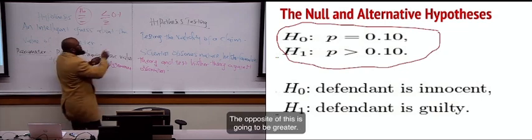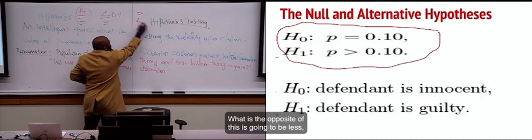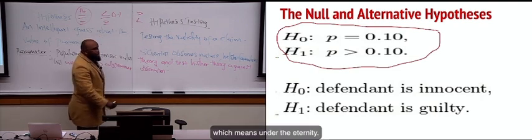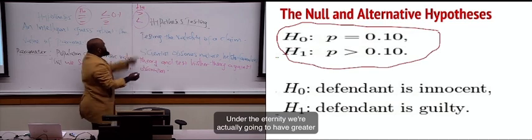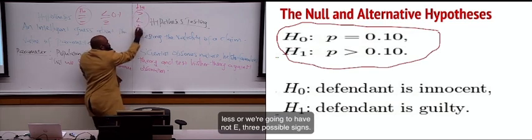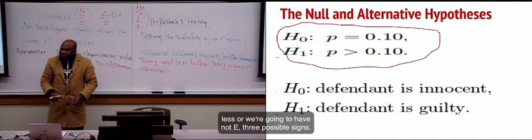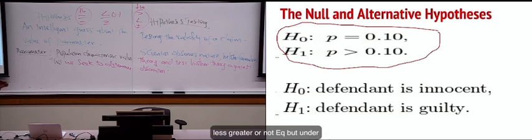The opposite of this is going to be greater than. What is the opposite of this? It's going to be less than. So, under the alternative, we're actually going to have greater than, less than, or we're going to have not equal to. So three possible signs under the alternative are strictly less than, greater than, or not equal to.